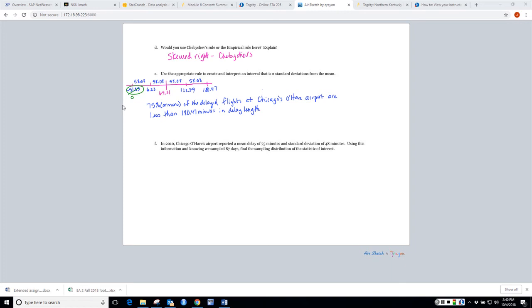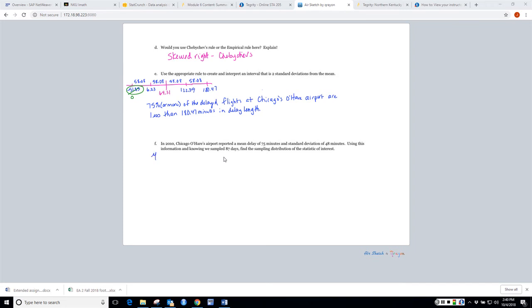Now we're going to move on to the sampling distribution side of Module 6. So in 2010, they reported a mean delay length of 75 minutes and a standard deviation of 48 minutes. We're going to use that information, and knowing that we sampled 87 days, to find our sampling distribution.